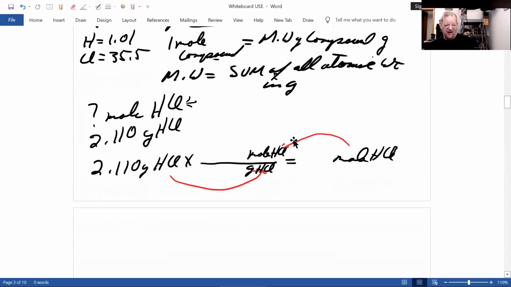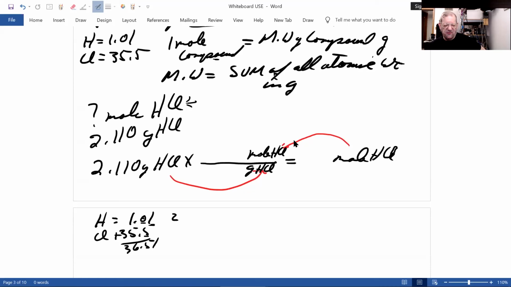The molecular weight, MW, of a compound equals the sum of all atomic weights in grams. Well, HCl is 1 hydrogen, 1.01, if you look on the periodic table, and 1 chlorine, 35.5. Add these up, and you get 36.51. Now, for addition, you keep the same number of significant figures past the decimal as the number that has the fewest.